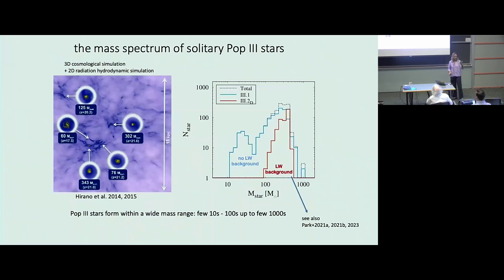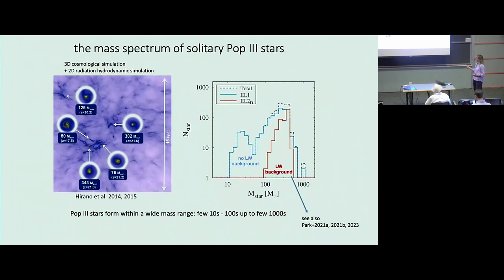Shingo Hirano and collaborators readdressed this problem, looking at a large family of different halos, trying to understand what was the impact of the environmental conditions where the collapse was occurring. By looking at the collapse of the highest density peak in each of these halos, he was able to derive this mass spectrum of solitary Pop III stars, one star per halo, but it gives you an idea that the spectrum of possible masses is really large.